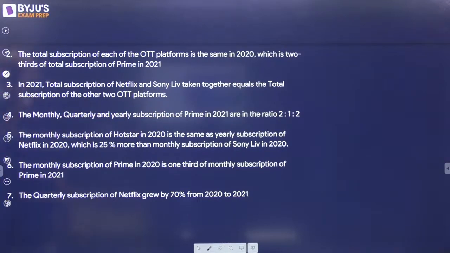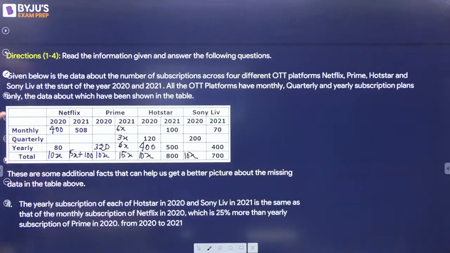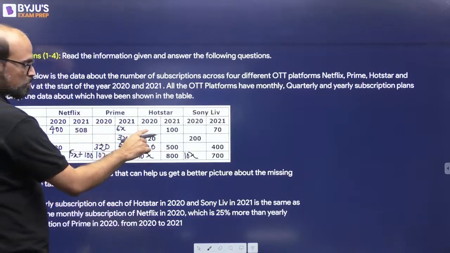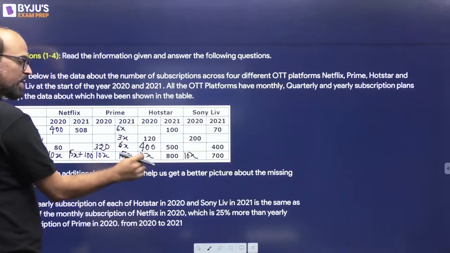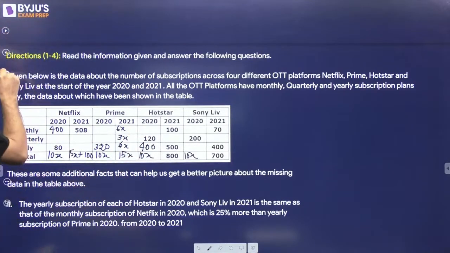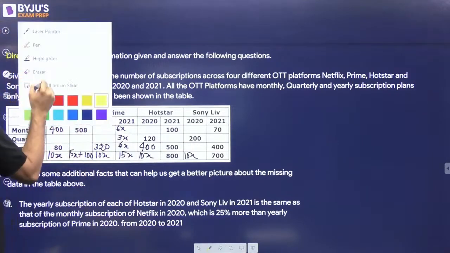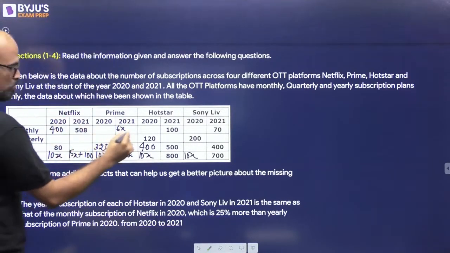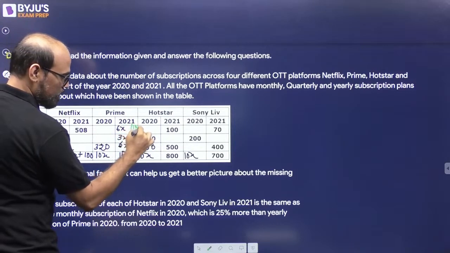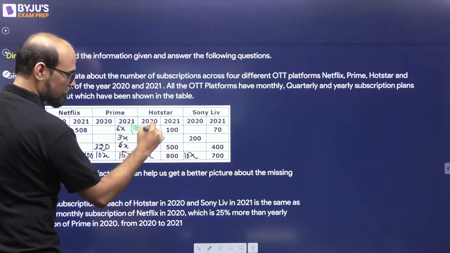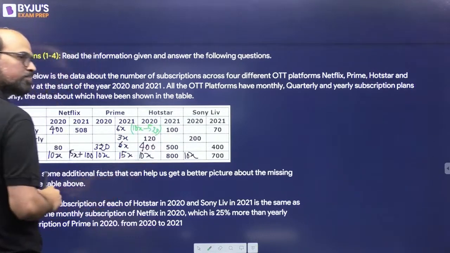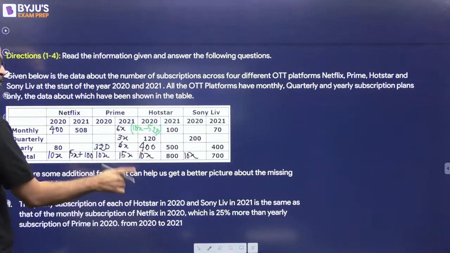Fifth point. The monthly subscription of Hotstar in 2022 is same as the yearly subscription of Netflix in 2022. Monthly subscription of Hotstar in 2022. So how much is this going to be? So can we say the sum of entire thing is 10x? तो मैं यहाँ पर जरा कलर चेंज कर लूँ. So can we say we will be having 10x minus 520? Right? 10x minus 520 plus 120 plus 400 is 10x.